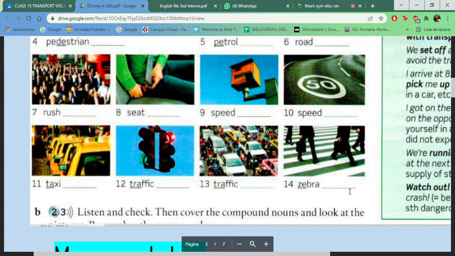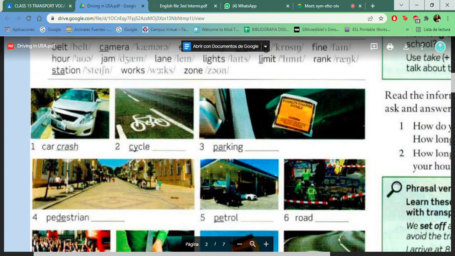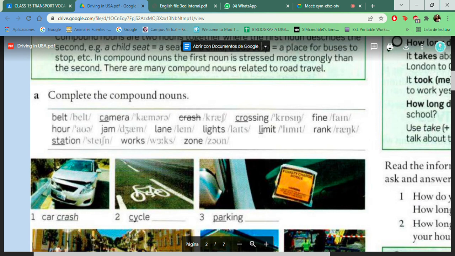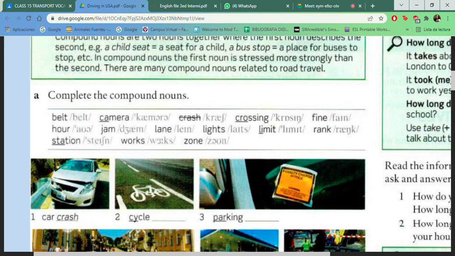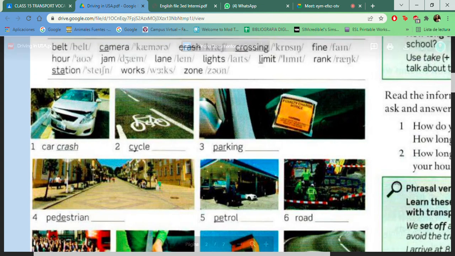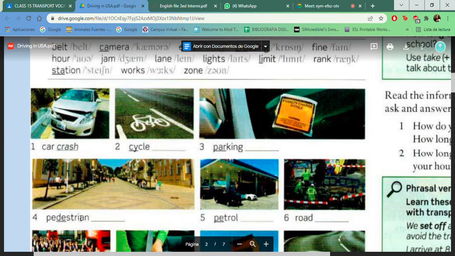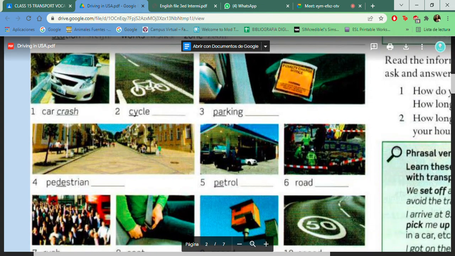And zebra crossing. Crossing. Great. Well, we have the last one, that is pedestrian zone or pedestrian street. Okay, pedestrian street or pedestrian zone. Okay, this is a zone for pedestrians. Of course, people that are walking, not driving. Okay, great.